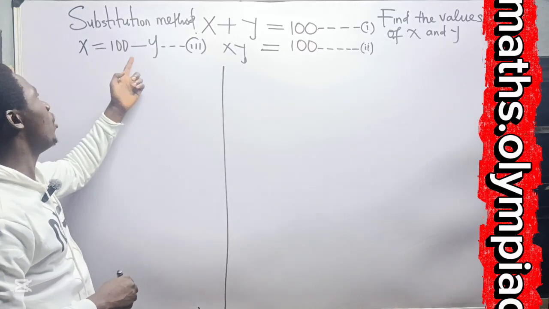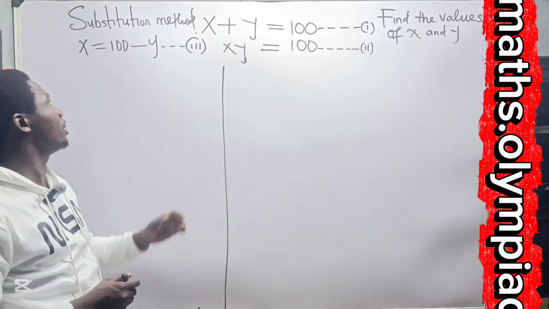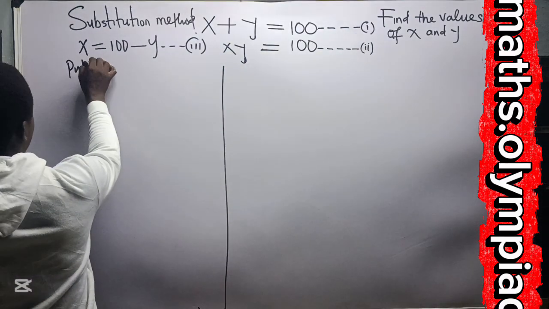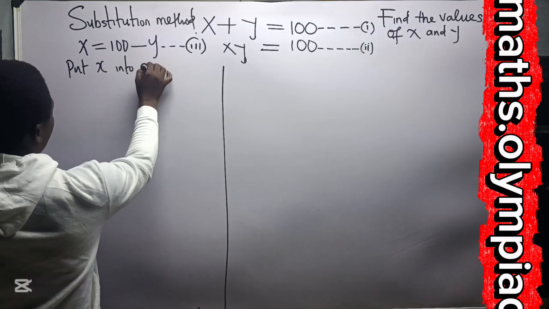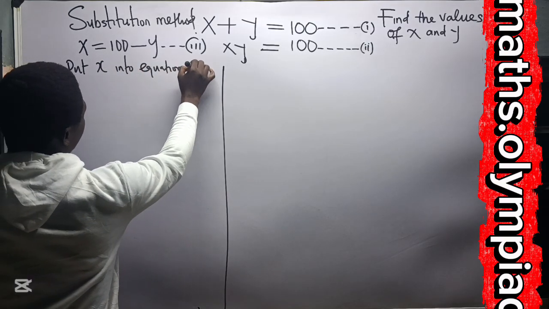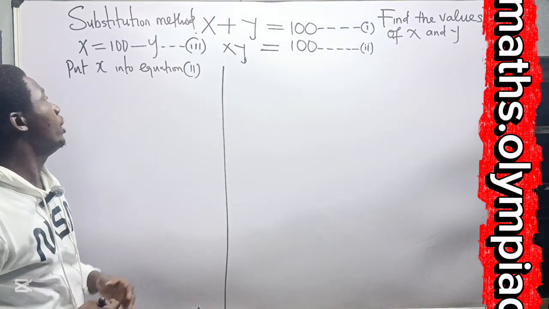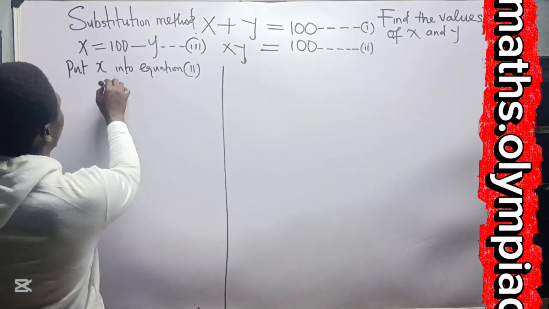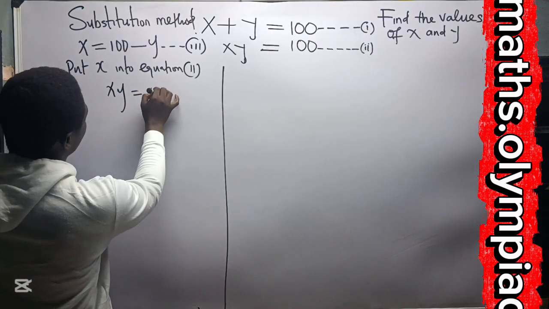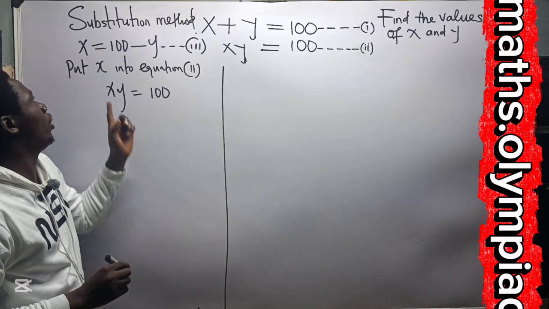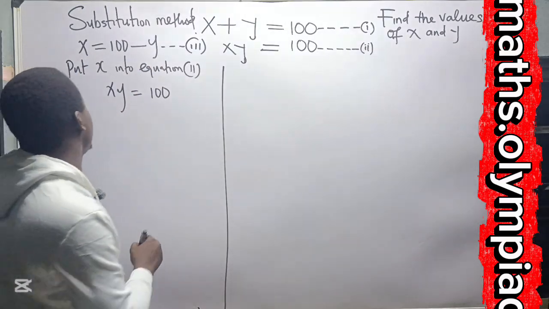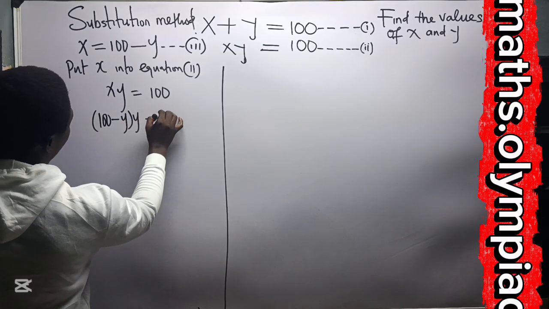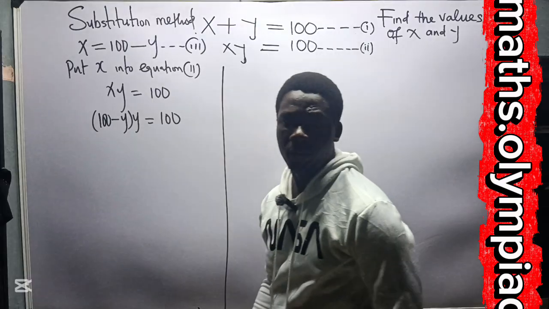Now, if x is 100 minus y, what do we have to do? We'll simply put x into equation 2. Meaning that wherever you see x in equation 2, put 100 minus y. Equation 2 is actually xy equals 100. So if your x is 100 minus y, it means that you have (100 minus y) times y equals 100. Are we together?